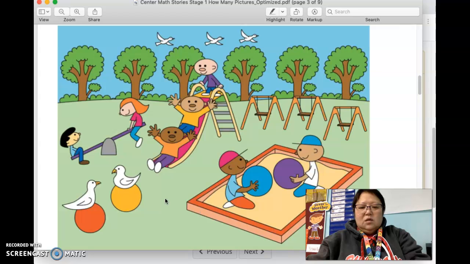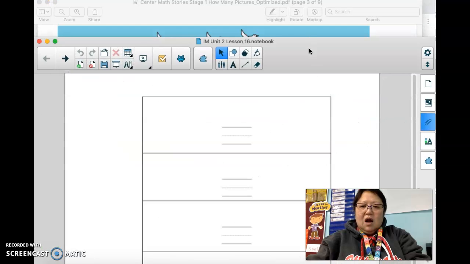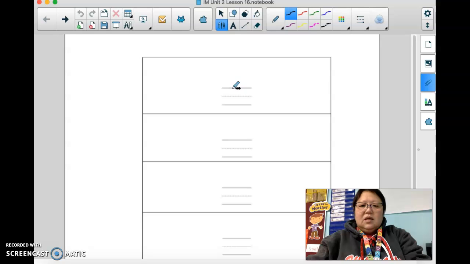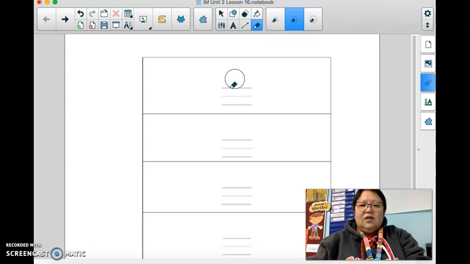1, 2, 3, 4. We then came back and used our recording sheet here. And on our recording sheet, we wrote on the lines that we had 5. Whoops, sorry, that's not correct. There were 4, not 5. Sorry, guys.